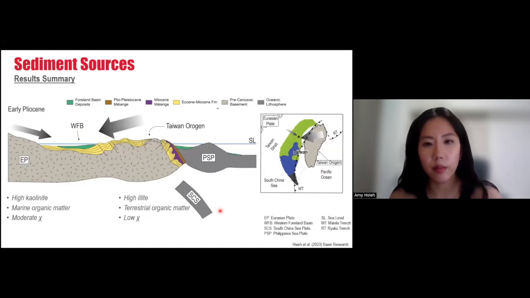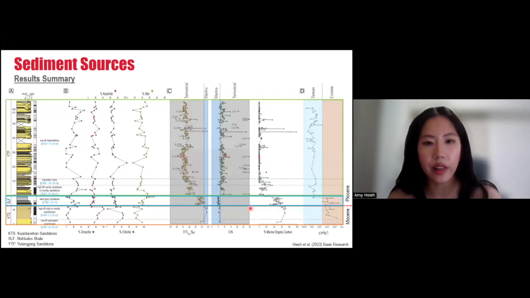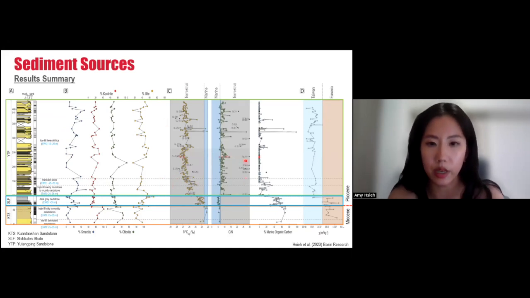And finally, in the early Pliocene, as rapid uplift and erosion of Taiwan continued, it became the overwhelmingly dominant sediment source to the Western Foreland Basin. And this is reflected in the Yutongping sandstone, where organic material delivered to the basin is now essentially 100% terrestrial.